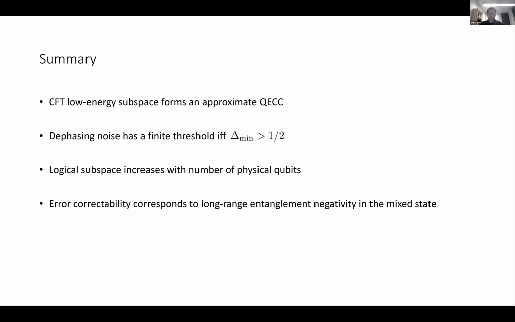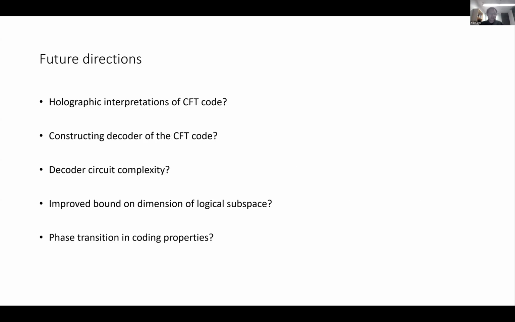That's the distinct feature from the gapped case. And finally, we have shown that error correctability has some relation with the long-range quantum entanglement in the resulting mixed state. So there are a few future directions that can relate to holography and constructing the decoder, and how complex the decoder could be, and finally, can there be an improved bound on the logical subspace? In fact, we don't really expect log L to be the best one. We could be, for example, just 1 log. But that requires further study. Okay, so that's all.